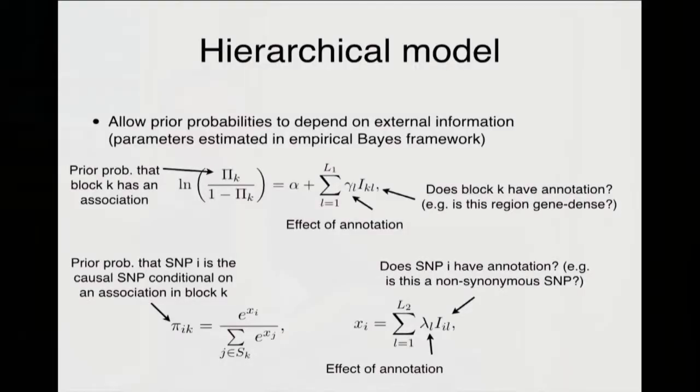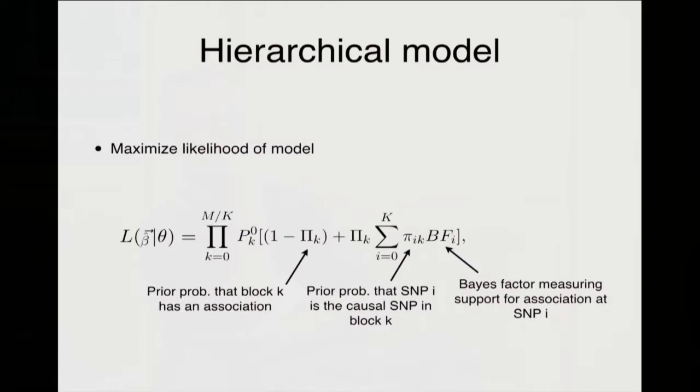And then we can put this all together and just write down the likelihood of the entire model. It depends on the prior probability of an association, and then the sum over all the prior probabilities of the SNPs and their Bayes factors.